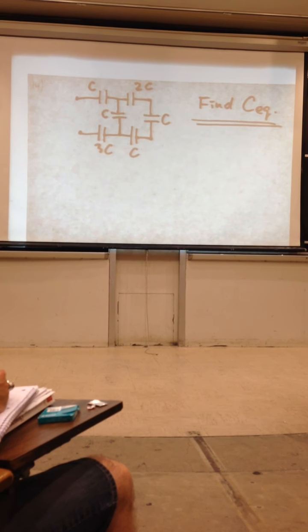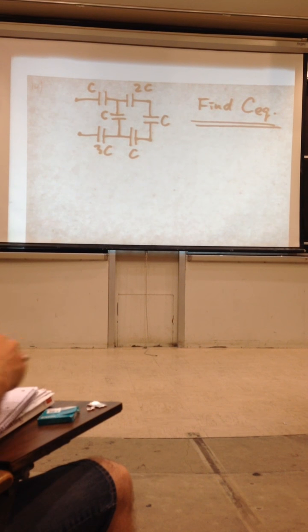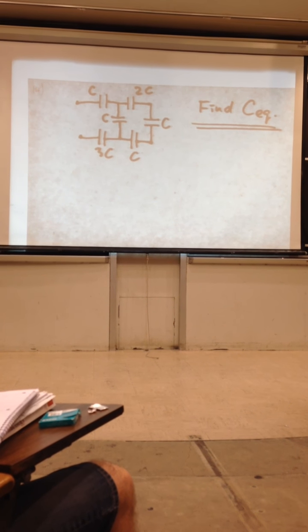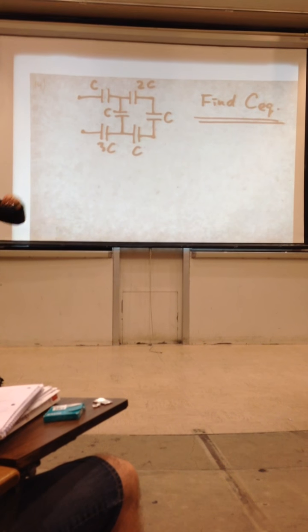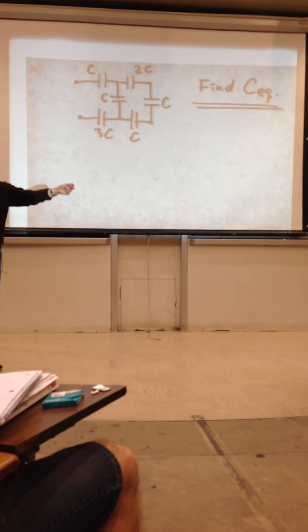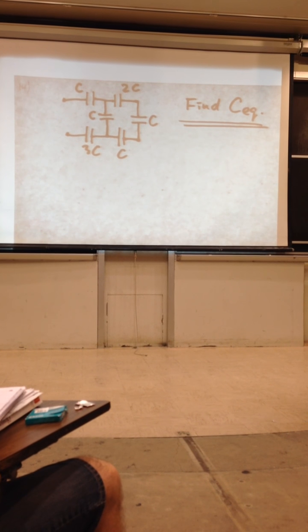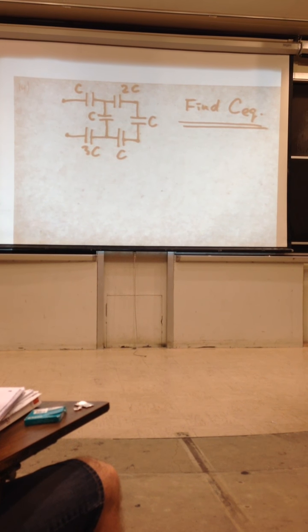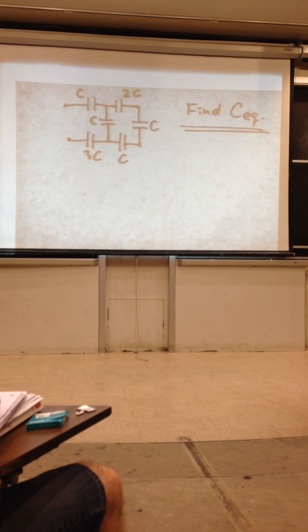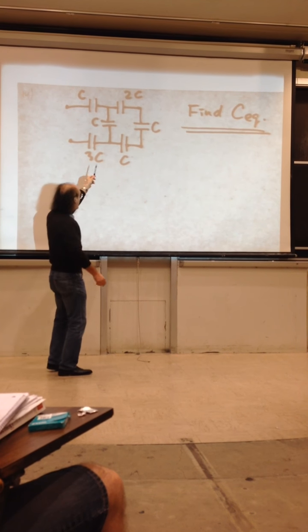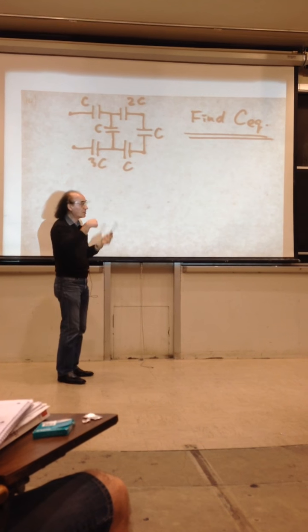For capacitors, the rule is opposite. For resistors, series resistors use direct addition and parallel resistors use the inverse law. For capacitors, it's the opposite. If they are in series, like these two C, C and this C, you can find the equivalent using the inverse law.